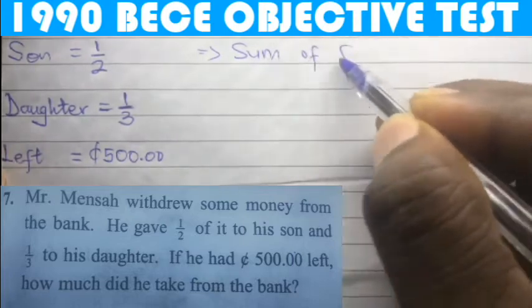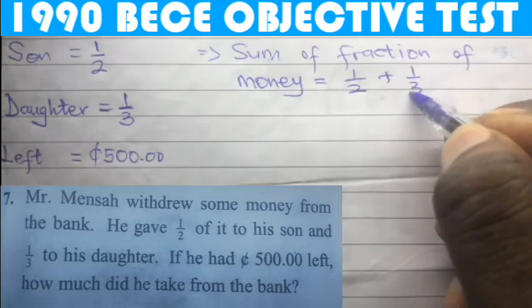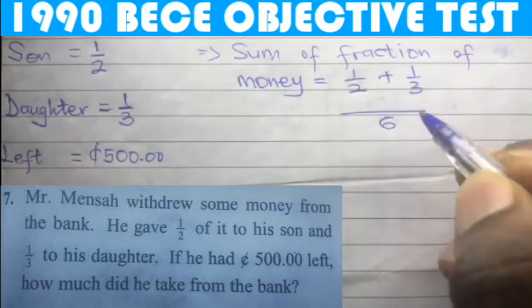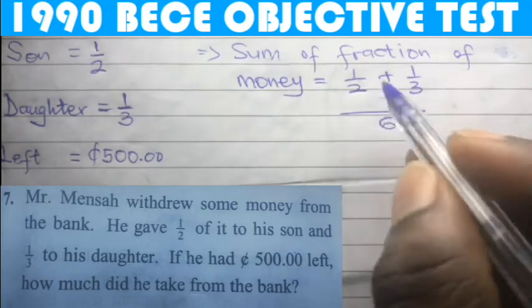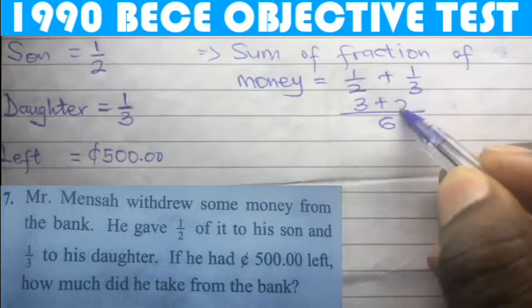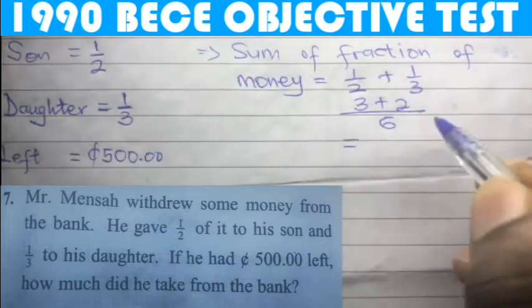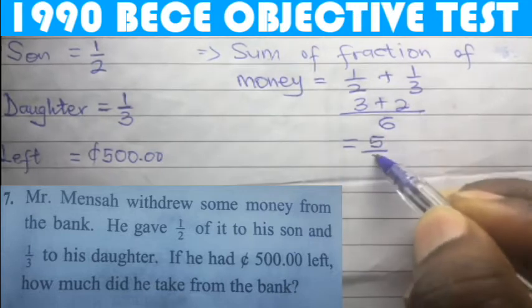The sum of 1 out of 2 plus 1 out of 3. Let's find the LCM to be 6. 2 divided into 6, we have 3. 3 times 1 will give you 3. 3 divided into 6, you have 2. 2 times 1 will give you 2. So the sum of the fractions will give us 3 plus 2, which is 5 out of 6.